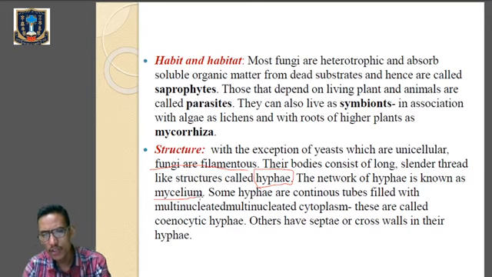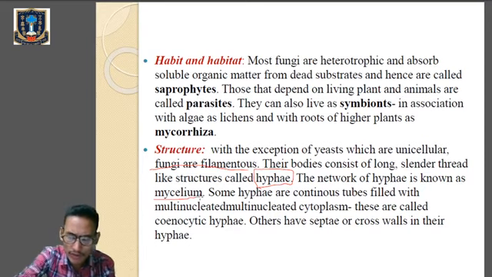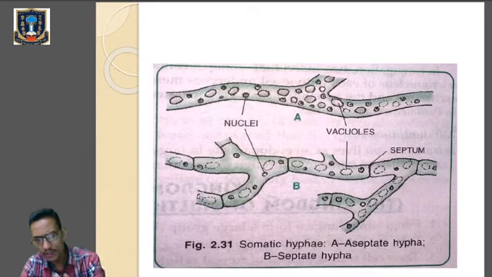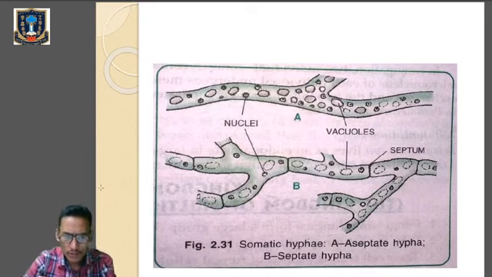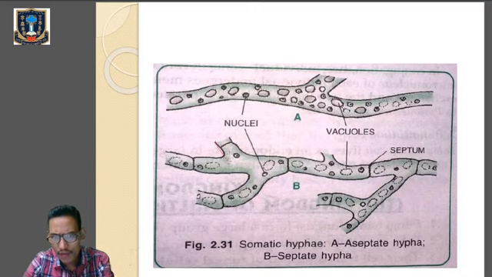Others have septa or cross walls in their hyphae. So let's go through the diagram. It will be easier for you. Here in the diagram you can see the structure of a hyphae. The structures are the hyphae with the branches. These are the filament structures and these are the hyphae.